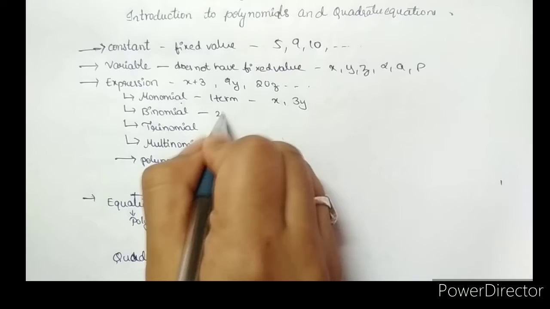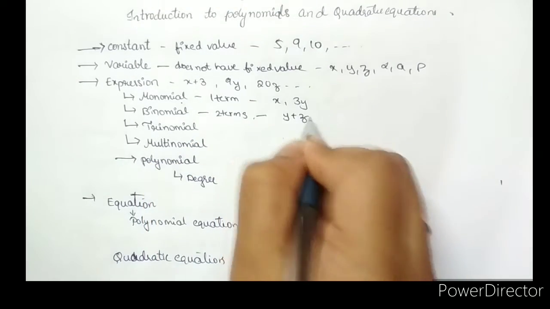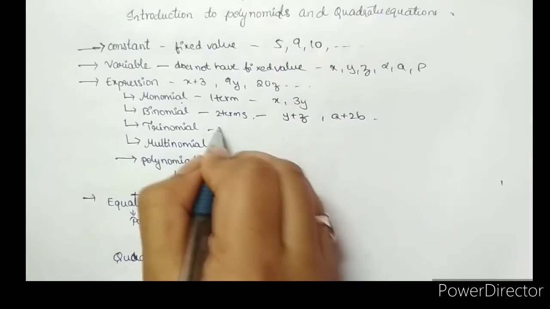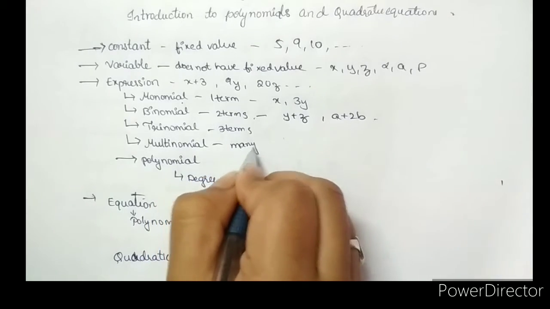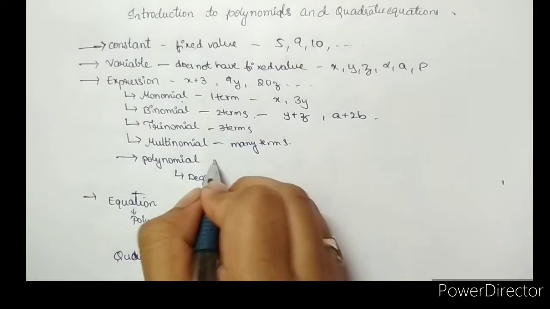A binomial has two terms, like y plus z, a plus 2b and so on. A trinomial has three terms, and a multinomial has many terms. So let's see what is a polynomial, the actual definition of a polynomial.